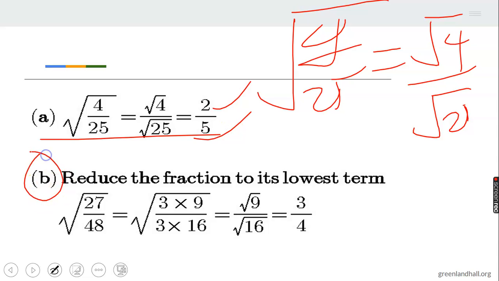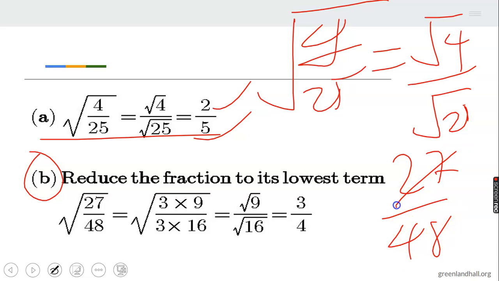Now the second part, you reduce to the lowest form. Now 27 over 48. 3 into 27 is 9, 3 into 48 is 16. Then you now find the square root of 9 over the square root of 16, which equals 3 all over 4. That is how to find the square root of a fraction. First of all, you reduce it to the lowest term, then you find the square root from there.